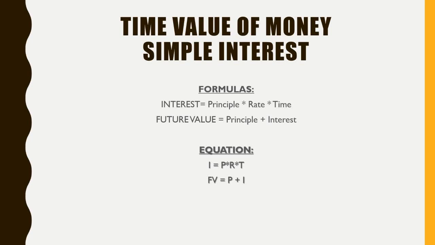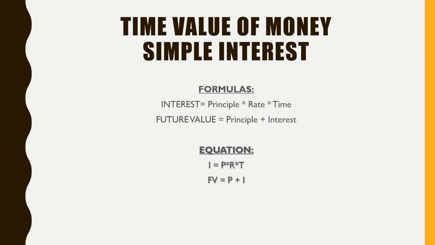Now, here is something that's important that you need to know. Simple interest is very straightforward. You can do this on a calculator, right? So if you want to solve for interest, interest is equal to principal times rate times time. And the future value is going to be your principal plus your interest.